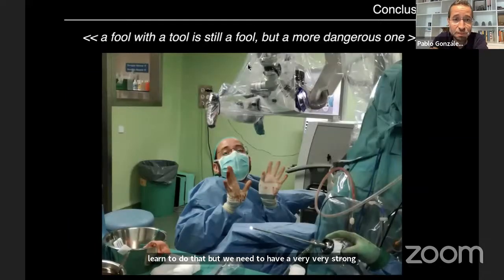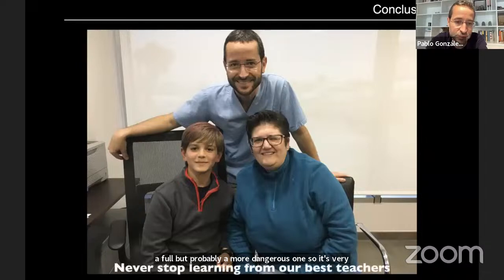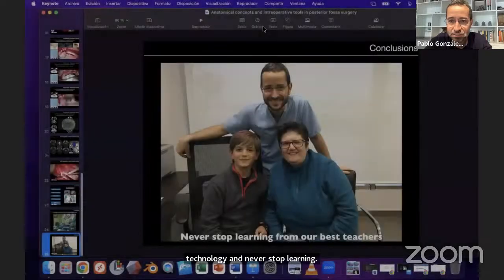And remember that a fool with a tool is still a fool, but probably a more dangerous one. So it's very important to squeeze and optimize the use of all this technology and never stop learning from our best teachers, who are our patients.